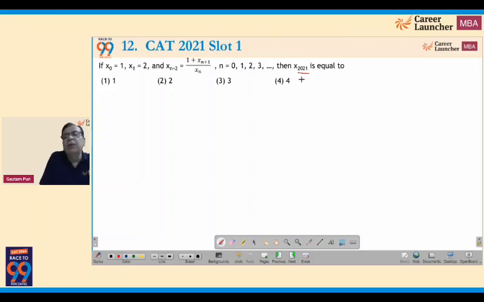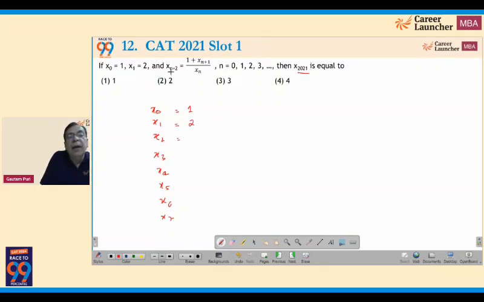Find X2020. And what is my job? I'll find out what it is. Okay, X0 is given, X1 is given. I look at X2, X3, X4, X5, X6, maybe X7. Wherever I get a pattern, I will get the answer. So what is X0? X0 is given as 1. X1 is given as 2.